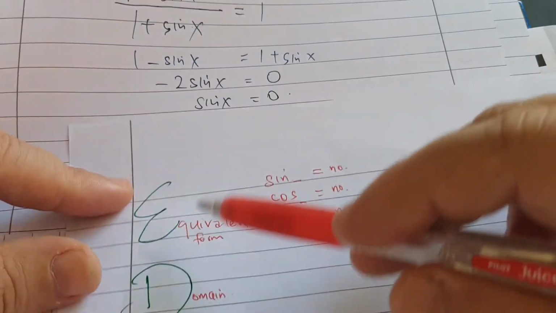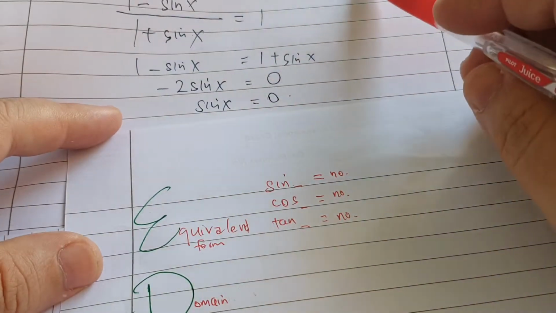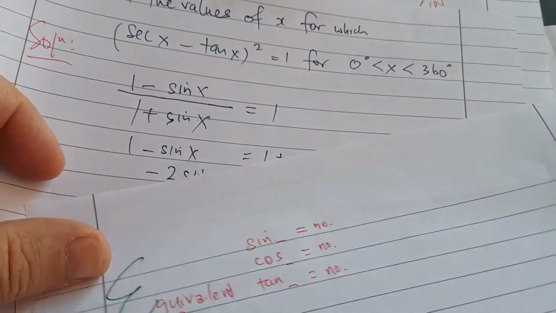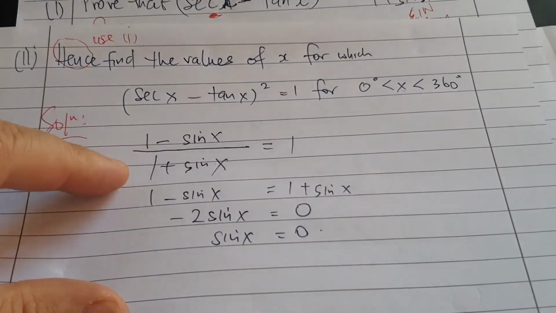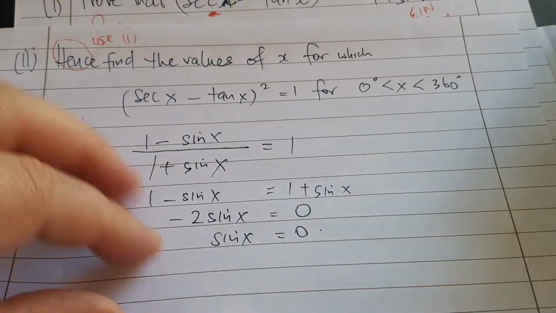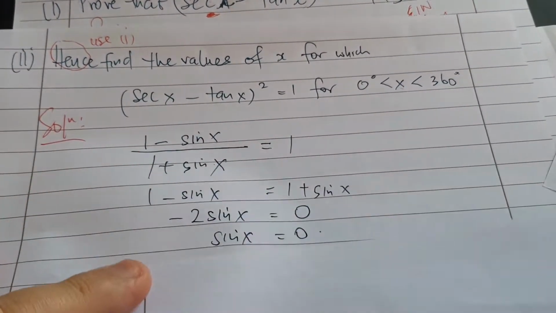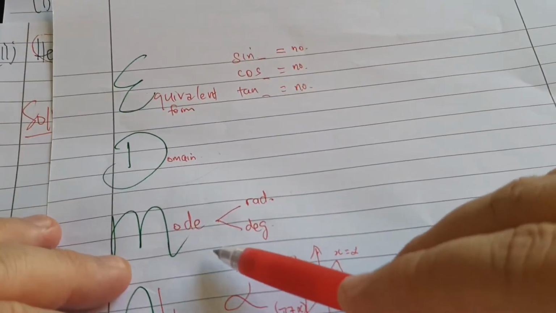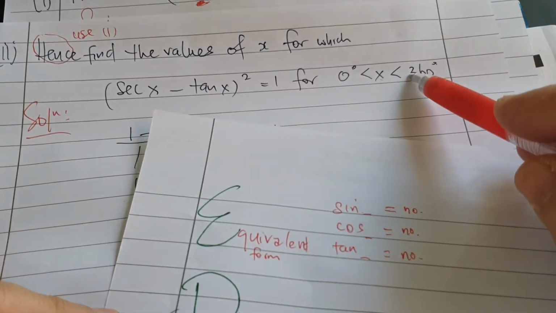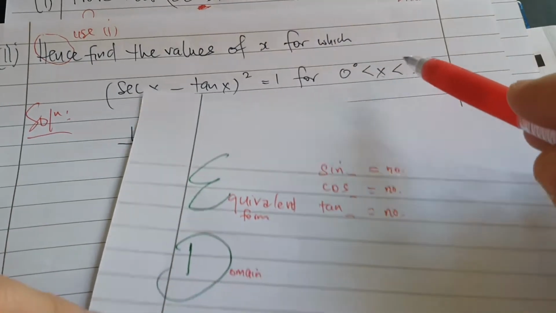Now what's the domain? X is between 0 and 360, so that's perfectly fine. Don't have to do anything to this. Next, the mode is in degree, so please change your calculator mode to degree now.